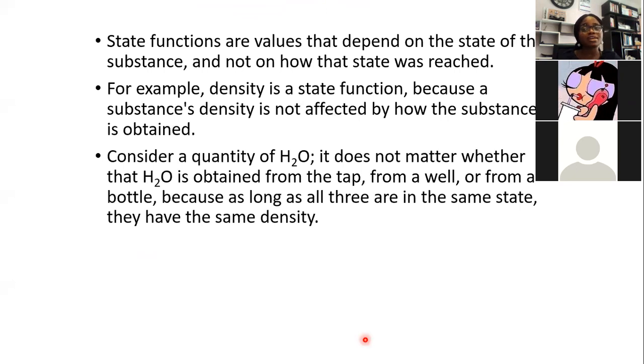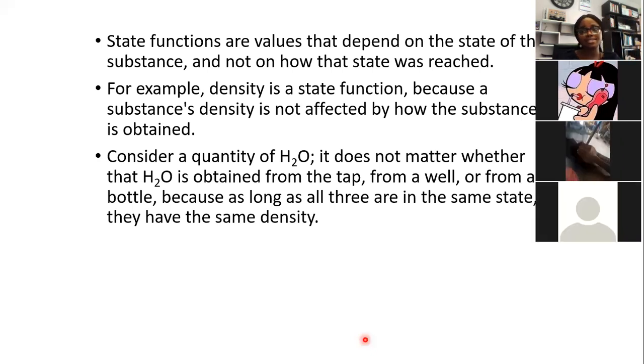The other values that are not state functions are called path functions. So the opposite of a state function is a path function. Path functions are dependent on how the state was reached. For example, density is a state function because a substance's density is not affected by how the substance is obtained. Now let's look at kinetics and thermodynamics. Which of them is a state function?